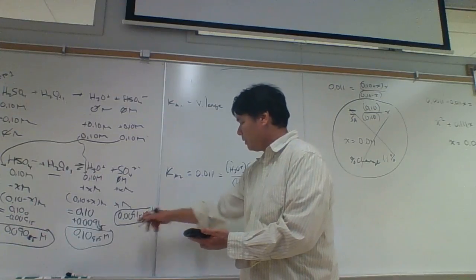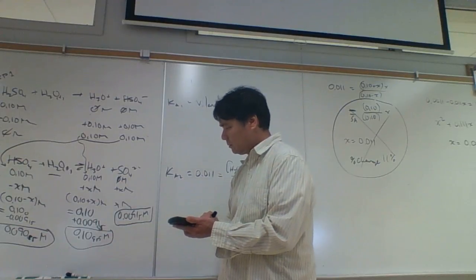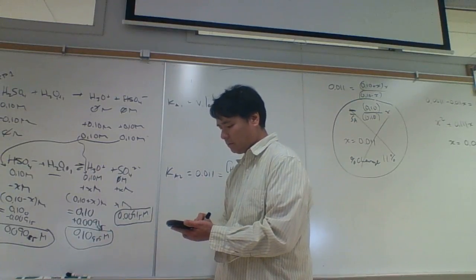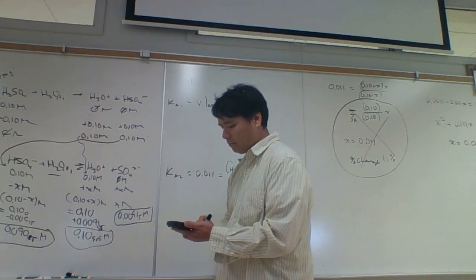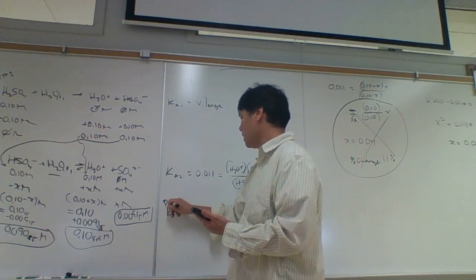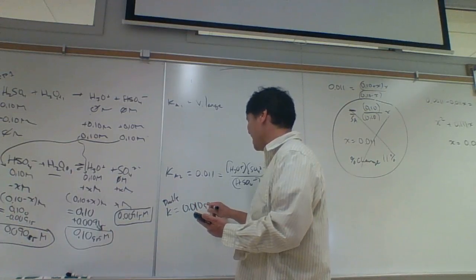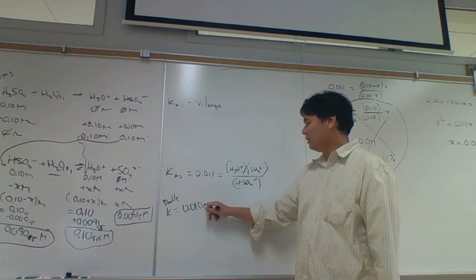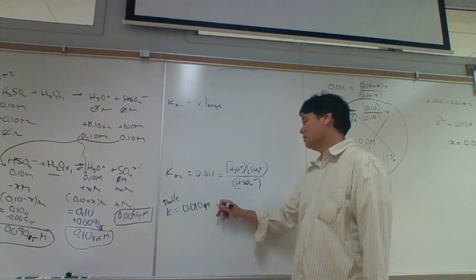All right, now I want to double check step 2 to make sure I didn't make any simple errors here. 0.00915 times 0.10915 divided by 0.09085. And that comes out to, my K on the double check, 0.01099. It's supposed to be 0.011. I got 0.01099. Close enough? Yeah, that's close enough. So that's good.